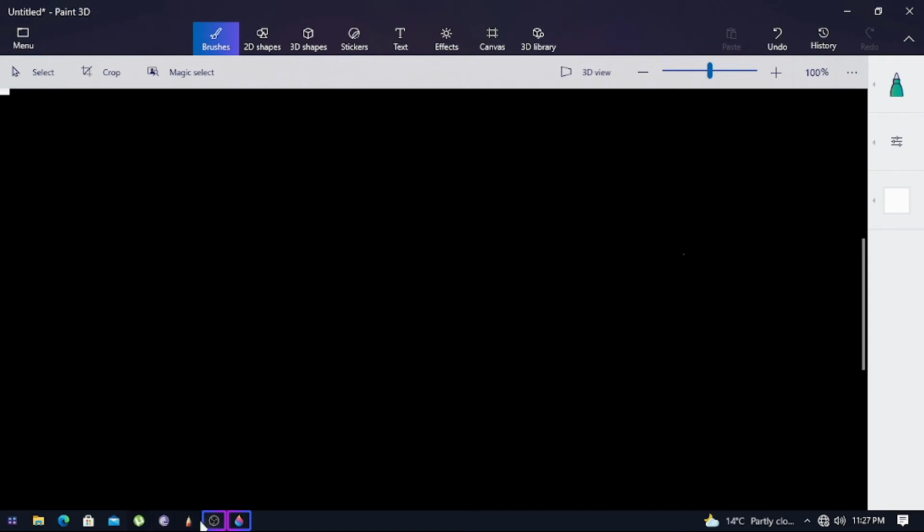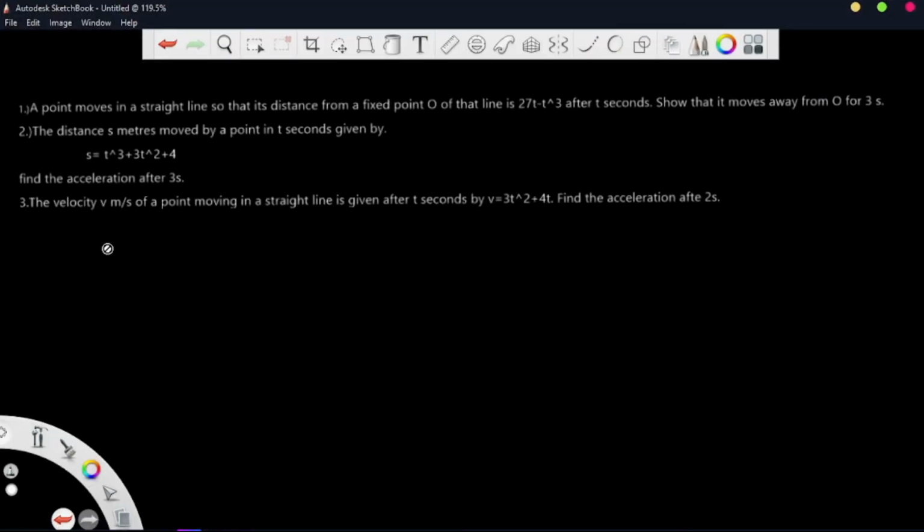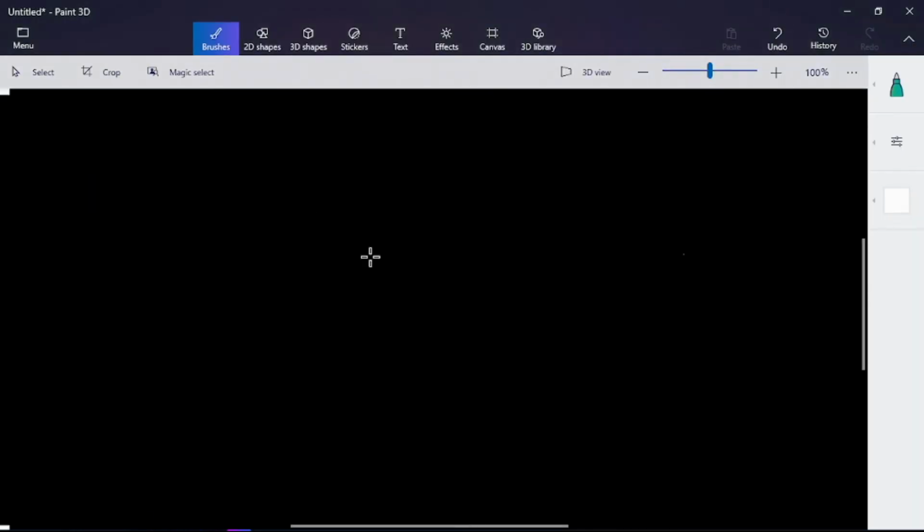Let's go ahead and try. So it says find the velocity v meters per second in a straight line is given after t seconds by v. Find the acceleration after 2 seconds. So this is going to be very similar to our last question. So they want us to find our acceleration provided that our velocity is given. So we just have to differentiate velocity. So I'm going to say acceleration is equal to dv over dt.